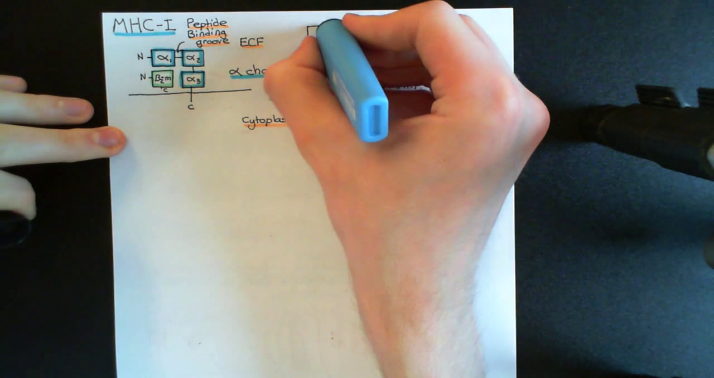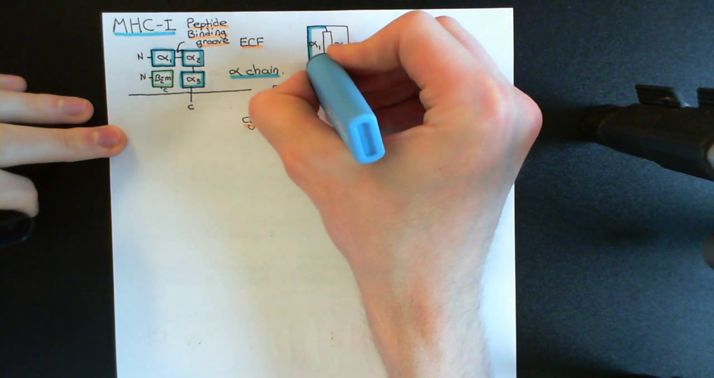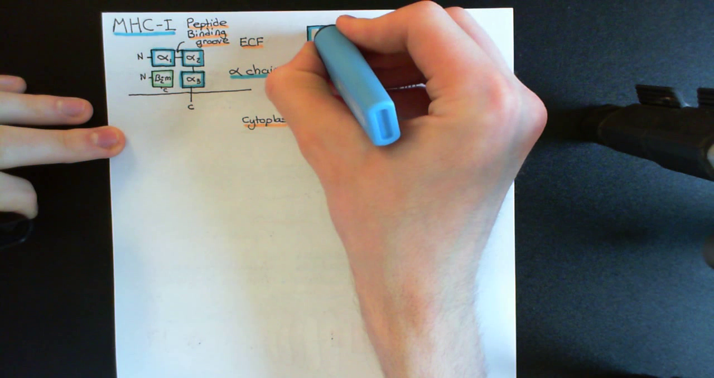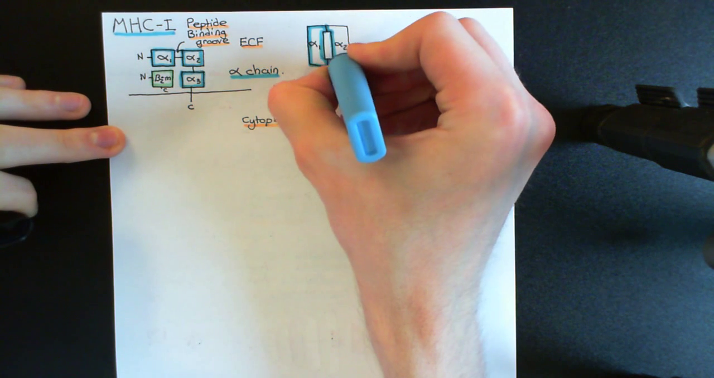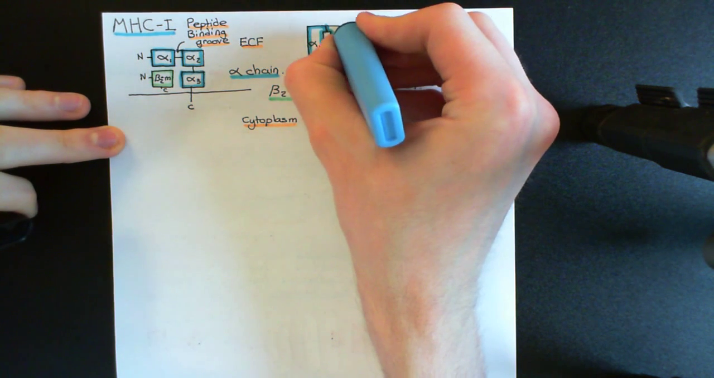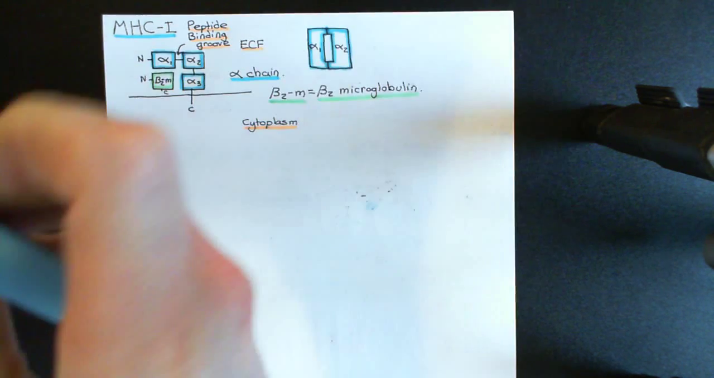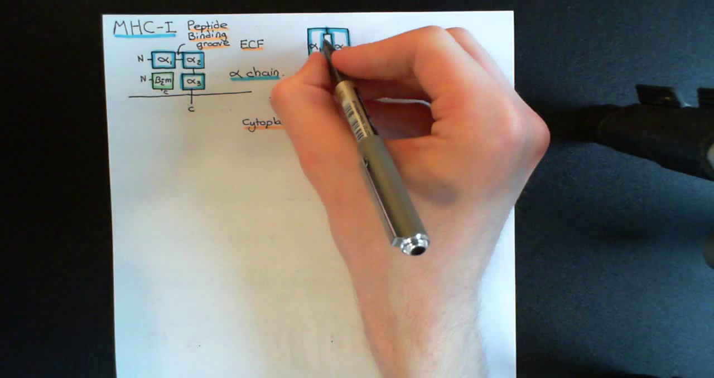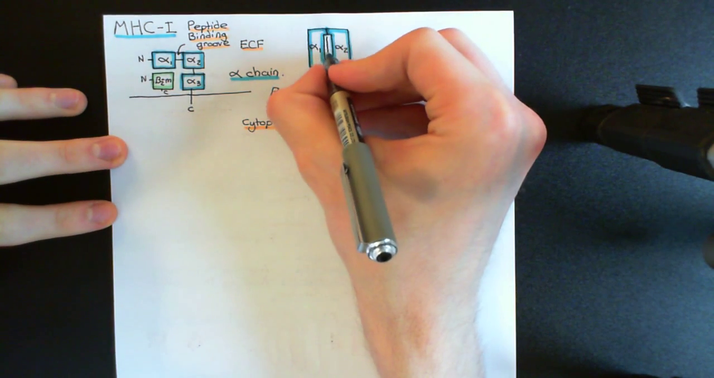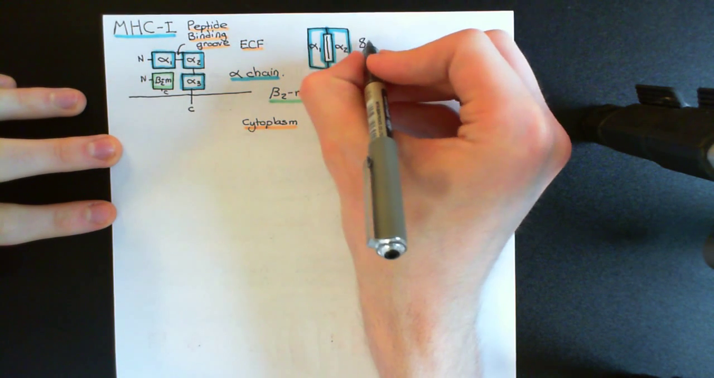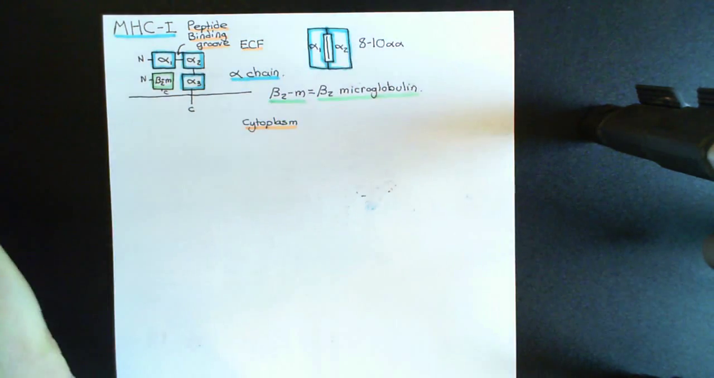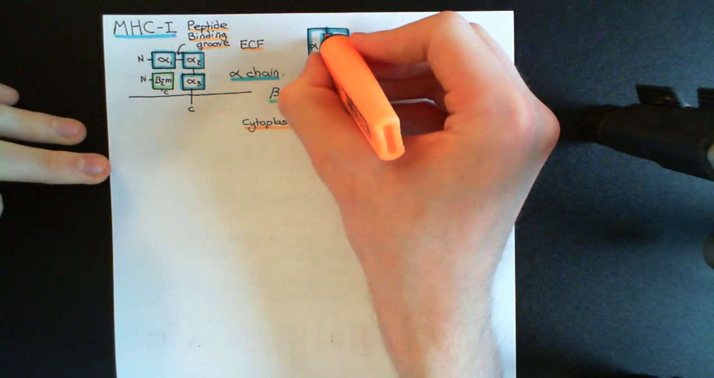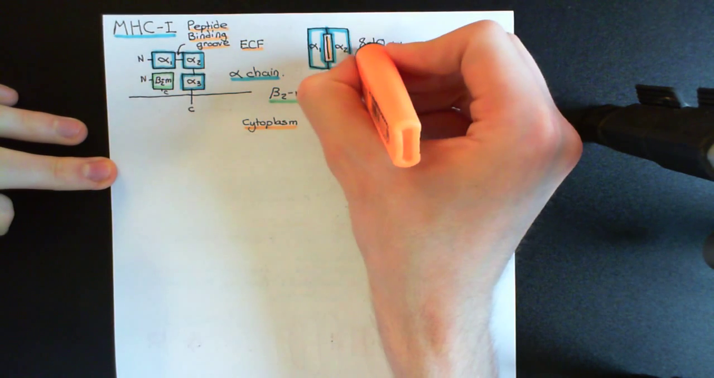So you've got the alpha 1 domain on this side, and then the alpha 2 domain on the other side, and you can see that in between the two domains you have this little groove running, and that's the groove where this peptide fragment between 8 and 10 amino acids can actually sit, like so. So this is a peptide fragment between 8 and 10 amino acids. Okay, so that's the structure then of an MHC class 1 protein.